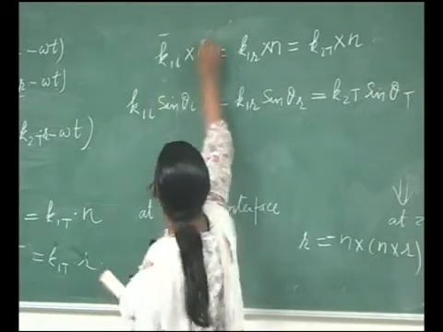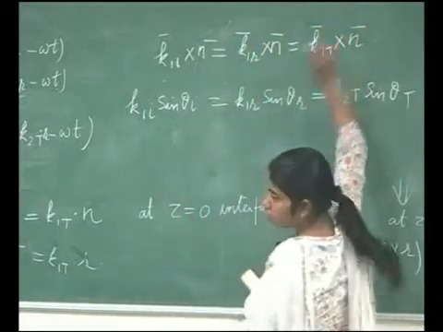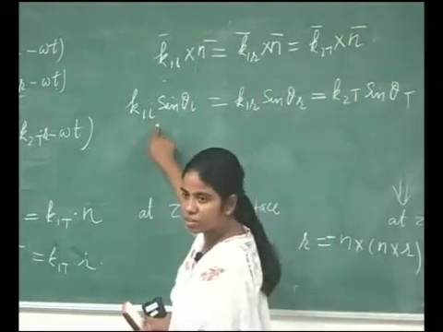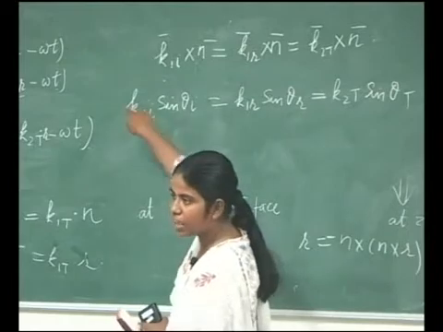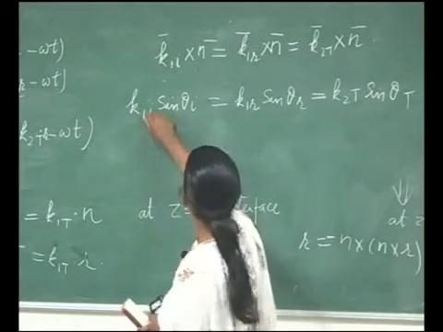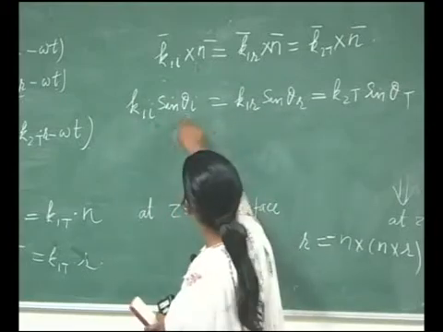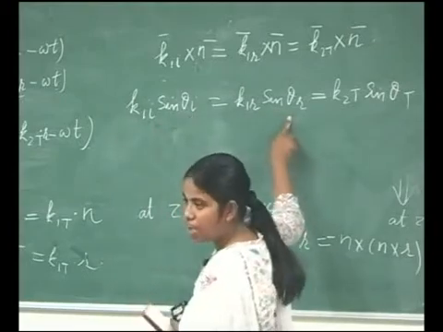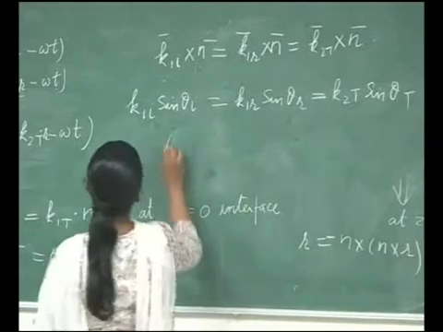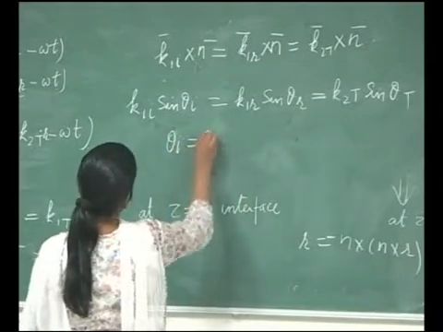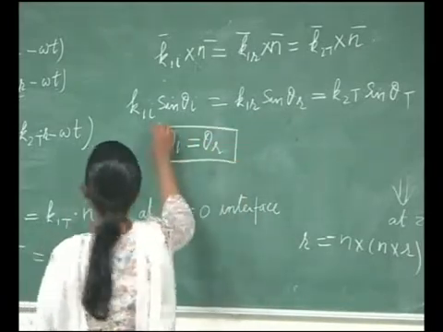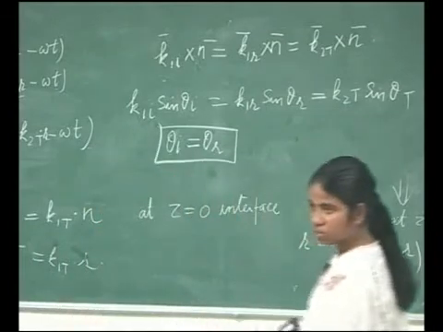Till here it was vector. Now here it is the modulus, the magnitude of k. So this and this will be equal. So if I take these two, then I get sin theta I is equal to sin theta r, or I can say from here that theta I is equal to theta r. This is the law of reflection.